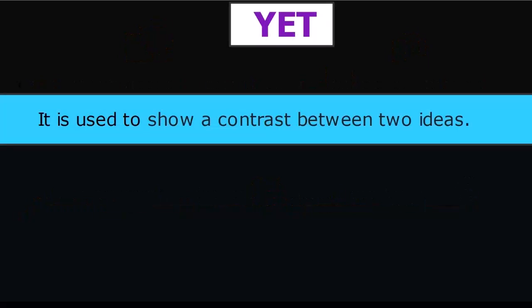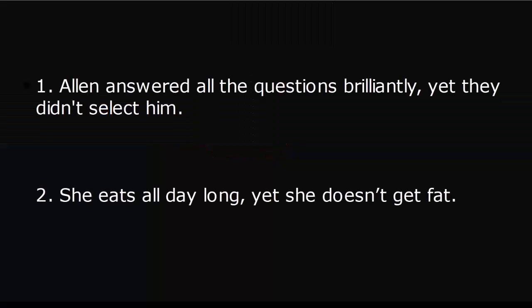The next one, yet. Yet is also used as a coordinating conjunction to show a contrast. But the information here is shocking, more shocking than the information that is put together using the conjunction but. So when you just state facts and you are not exhibiting emotions or astonishment, use but. When you are expressing a shock, astonishment, use yet. Let me show you some examples to make you understand.